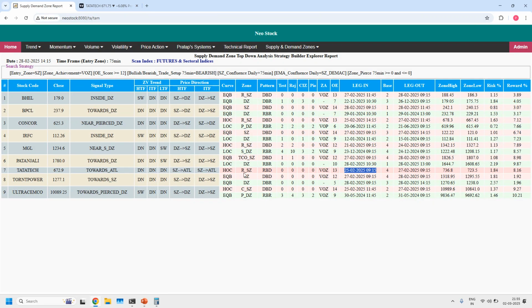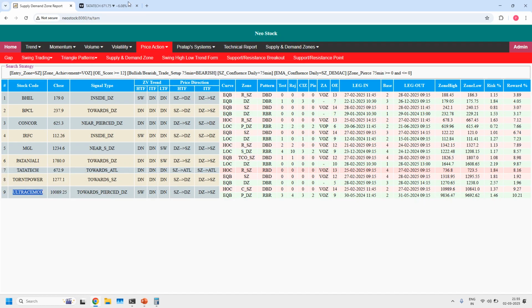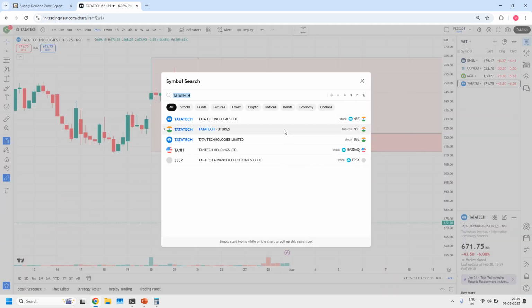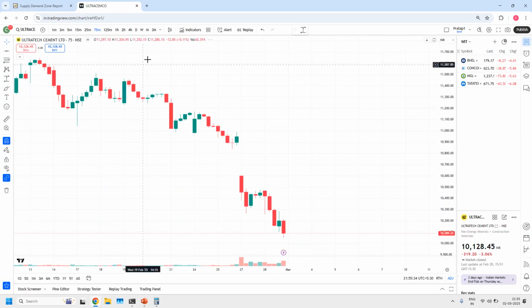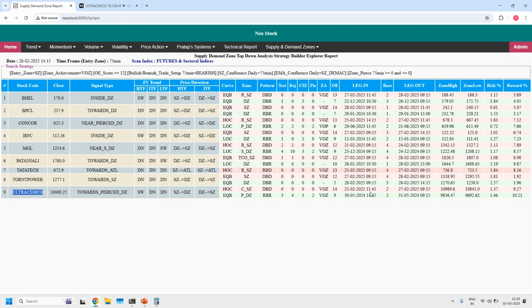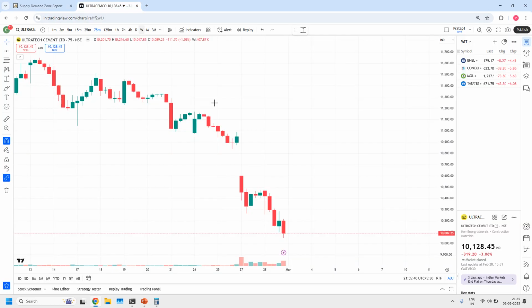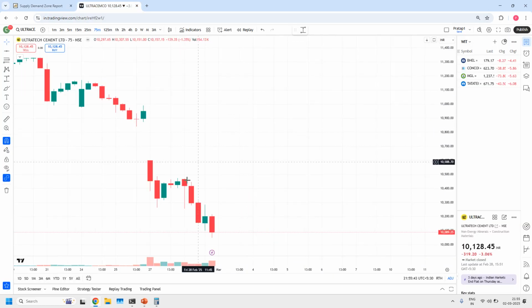Next, any other high liquidity zone? We have one more high liquidity stock, Ultra Cement. In Ultra Cement, when is the zone? 25th, 11:45. After that, 2 base candles. 25th, this is the one. 11:45, 2 base candles, a drop candle.